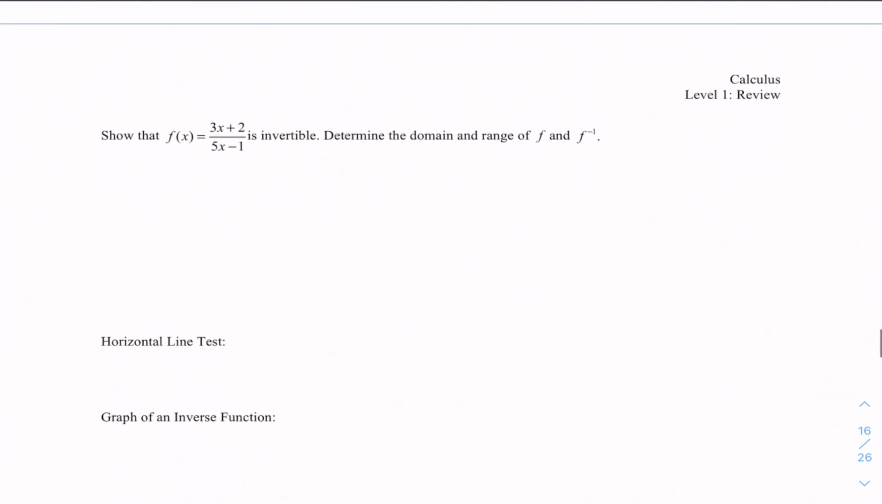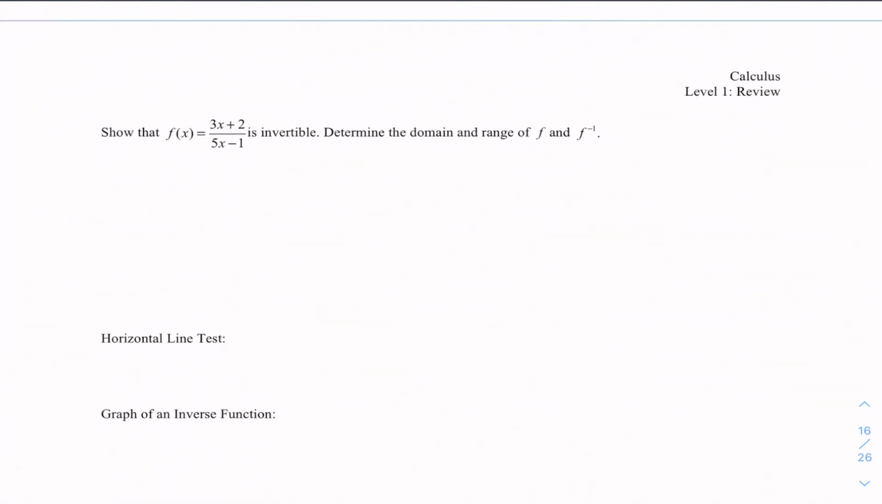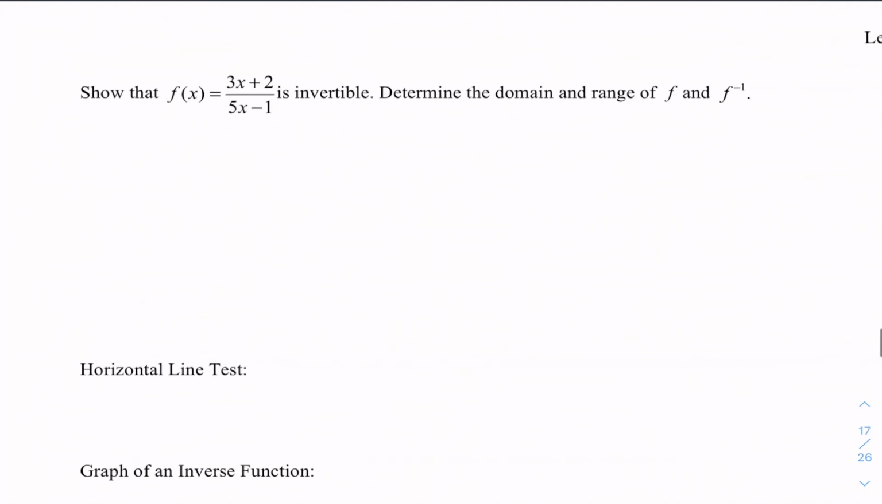It's a key skill because when we talk about derivatives, we'll need to understand this idea of inverses. And then when we're talking about inverse trig, this is the same concept. So show that f of x equals this equation is invertible, and then determine the domain and the range. So first, if we look at our function, we're looking for the domain of f.